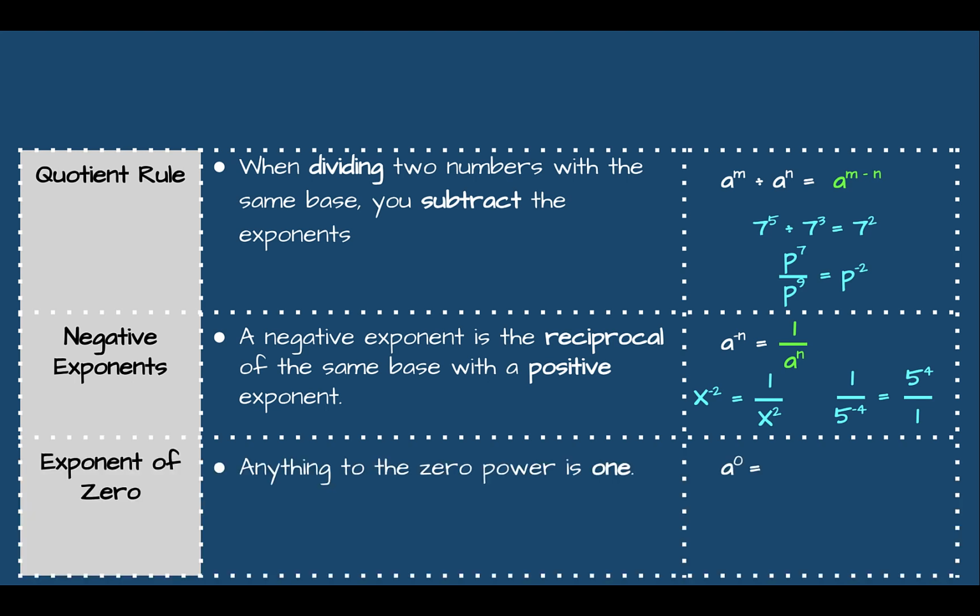And then 0 exponents, please just memorize this. Anything to the 0 power is 1. So if it has an exponent of 0, the answer is 1, or that part of the expression is 1. So a to the 0 is 1. X to the 0 is 1. 273,645 to the 0 power is 1. Doesn't matter how large or small it is. If it's to the 0 power, it is 1.